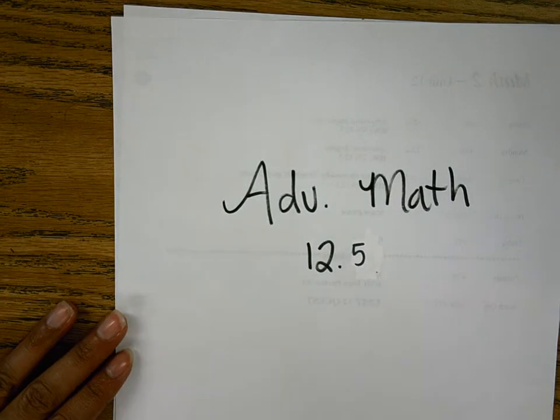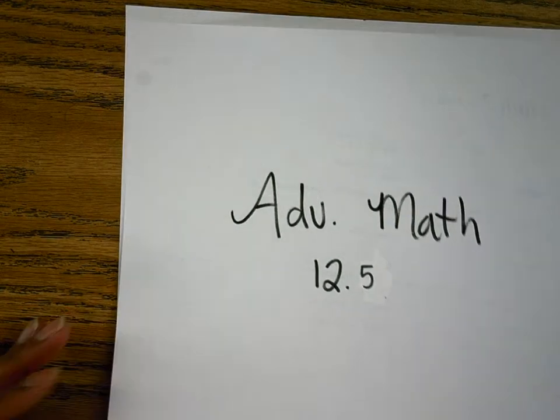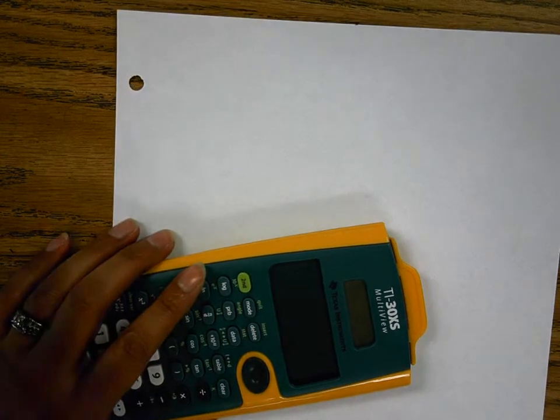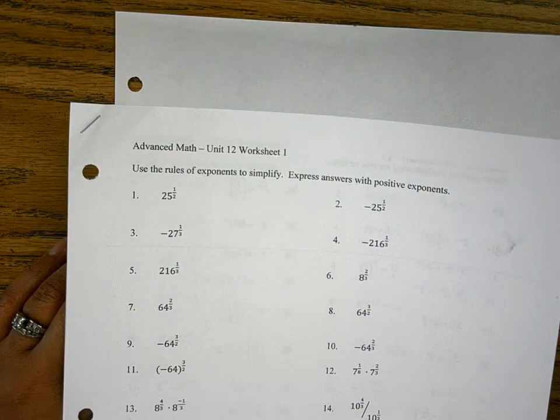This is Advanced Math, Unit 12, Lesson 5. What you should have out right now is, of course, your notes, a scientific calculator, and your Unit 12 packet.